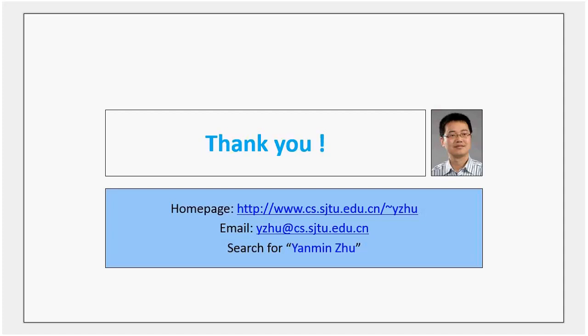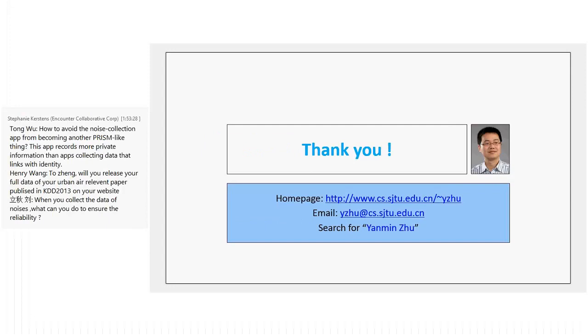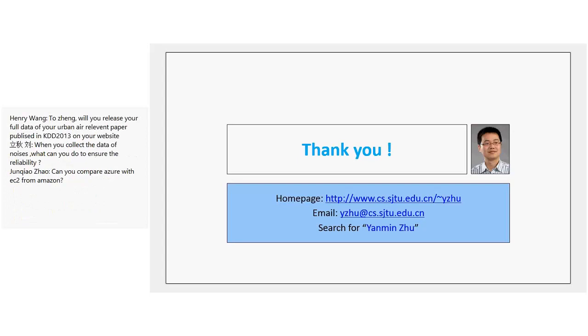Okay. All right. And there is a question coming for Dr. Zheng. It says, will you release the full data of your urban air related paper published in KDD 2013 on your website? Okay, so we have already released the air quality data of Beijing and Shanghai, the two cities, for the past 1 year. But regarding other data sets, such as point of interest data and road network data, they are very sensitive. But we are considering releasing the features extracted from the two data sets. So hopefully we could put the features on our website, and that's enough for your research.